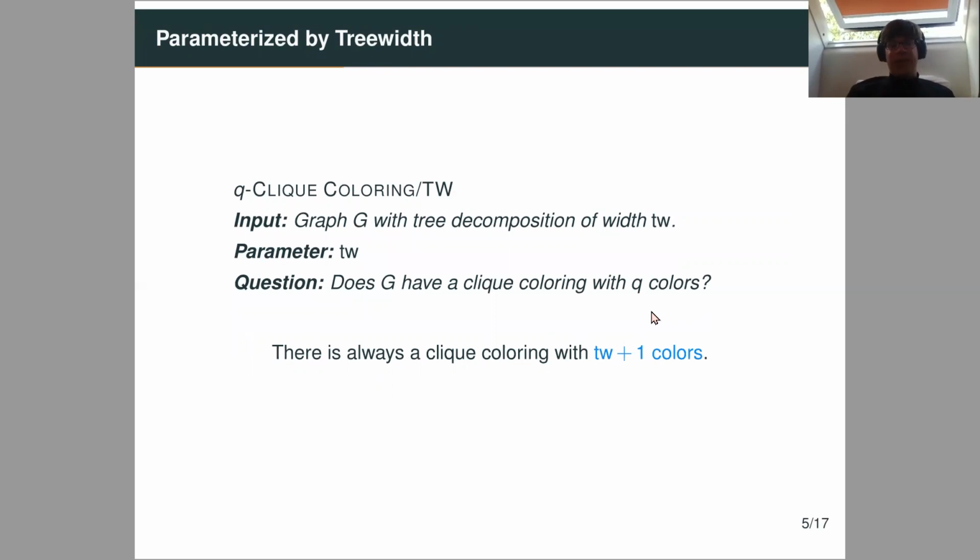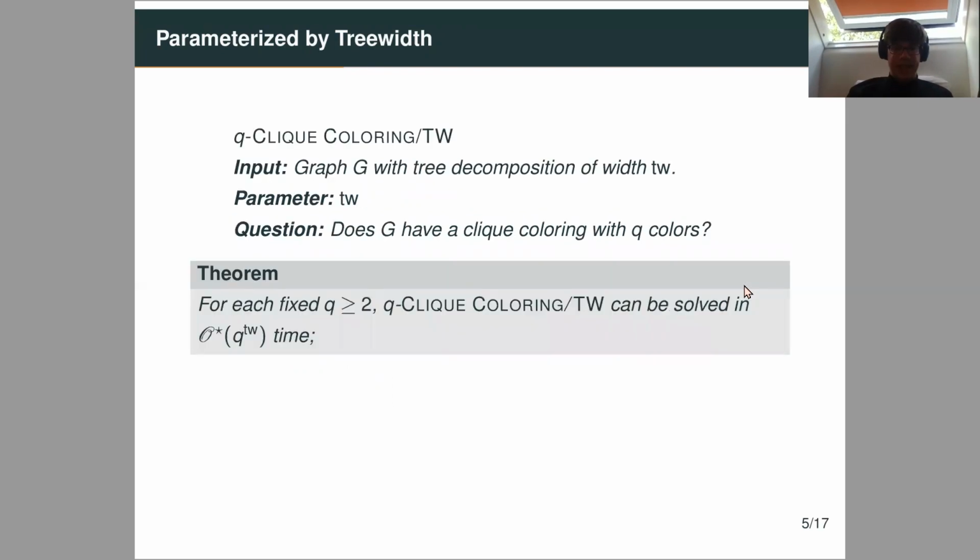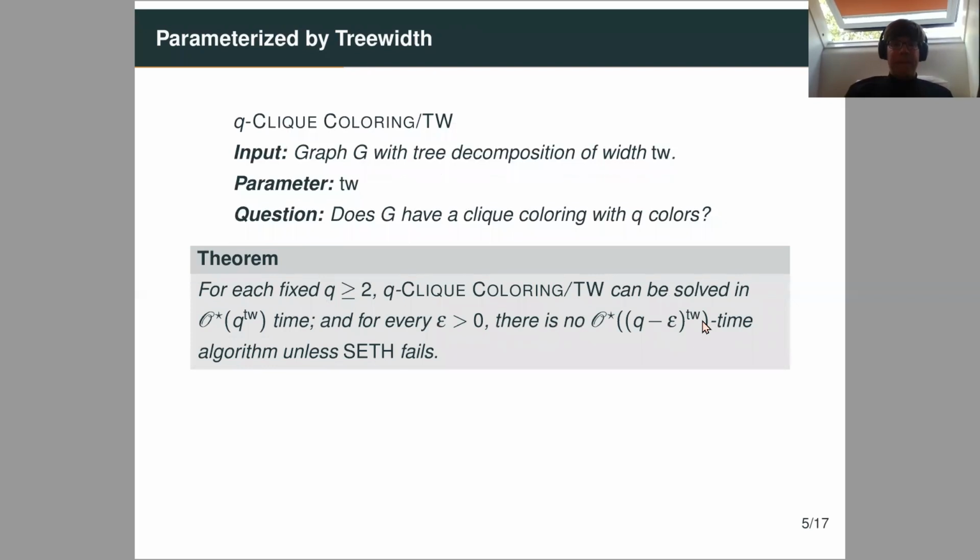Now, we know that there is always a Clique coloring with tree width plus 1 many colors, which is why we consider the problem for a bounded number of colors, because this is the more interesting case. So what we show is that for any fixed Q, at least 2, Q Clique coloring parameterized by tree width can be solved in roughly Q to the tree width time. But this is also tight under the strong exponential time hypothesis.